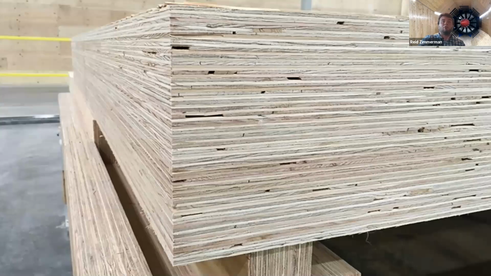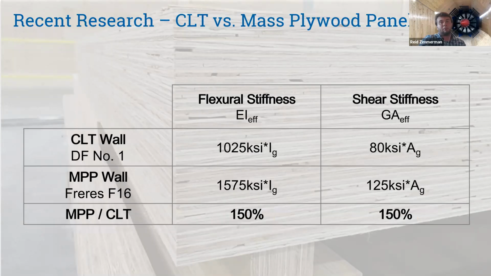Interestingly, when you look at mass plywood panels and do that same comparison, but this time flipping it and ratioing the mass plywood panel stiffness to that of CLT, we see that mass plywood panels are about 150% as stiff in flexure and shear as CLT. So that really means they're not equivalent. If you were just concerned about stiffness, a mass plywood panel would allow you to use less wall, or it would allow you to have lower drifts for the same wall length. And so I think we're going to see a renewed interest in mass plywood panels for lateral force resisting systems going forward.